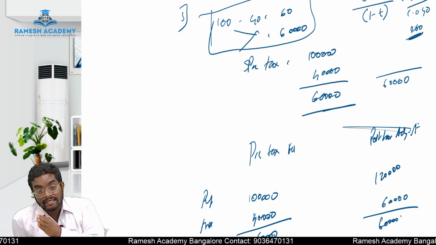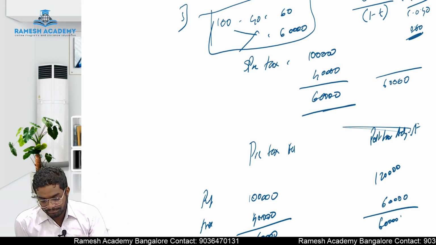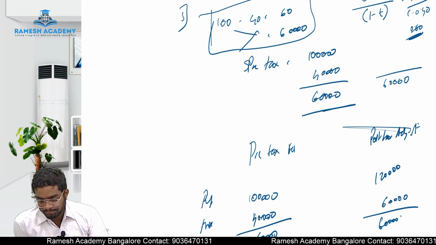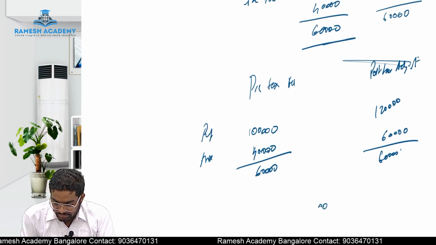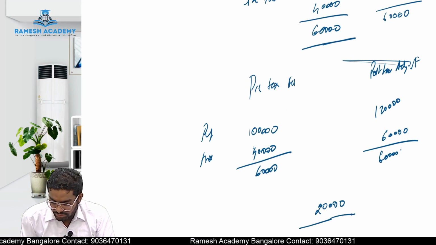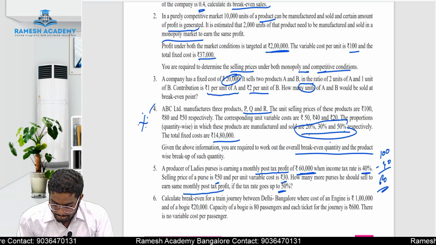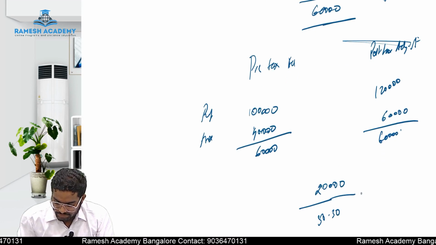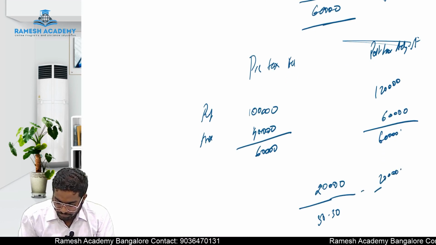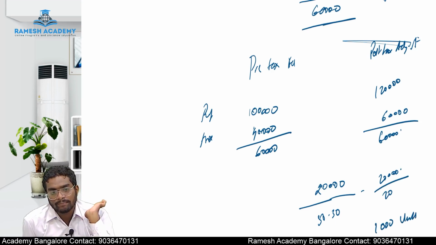Understood? Is there any change in fixed cost in both the cases? No. The answer is no. So that is the reason there is a change of contribution by 20,000, and the contribution per unit is 50 minus 30, which is 20, which means 1000 units. So you should sell 1000 units more to earn the same profit.